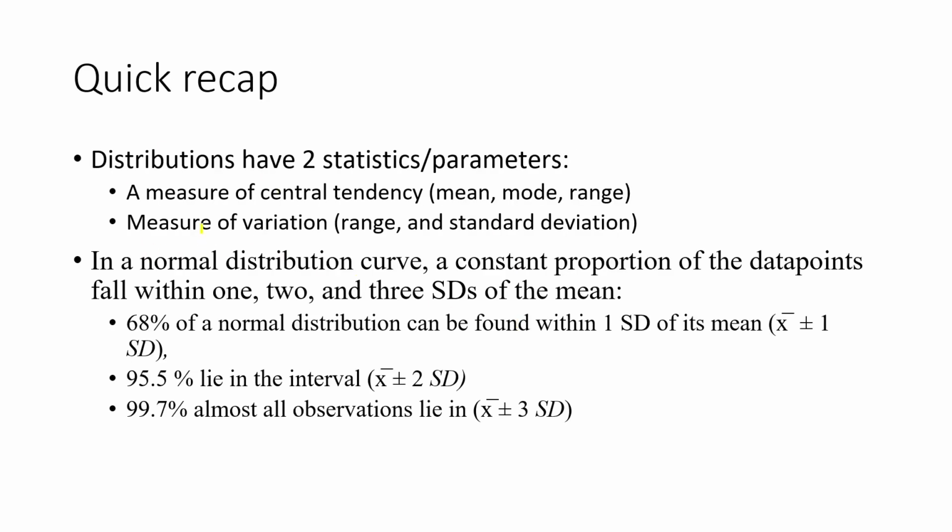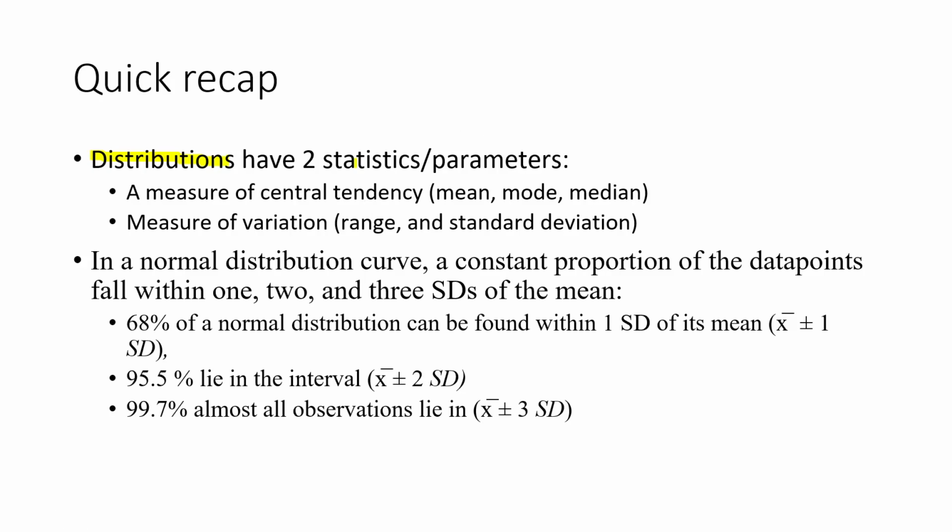Okay, so here's a quick recap. We had distributions, which have two statistics or parameters, depending on whether you're looking at samples or populations. They'll have a measure of central tendency, which is your mean, your mode, or your median, and I made the same mistake twice. There we go. Now we can all pretend that I don't make mistakes ever. And we have your measure of variation, which could be range or standard deviation.